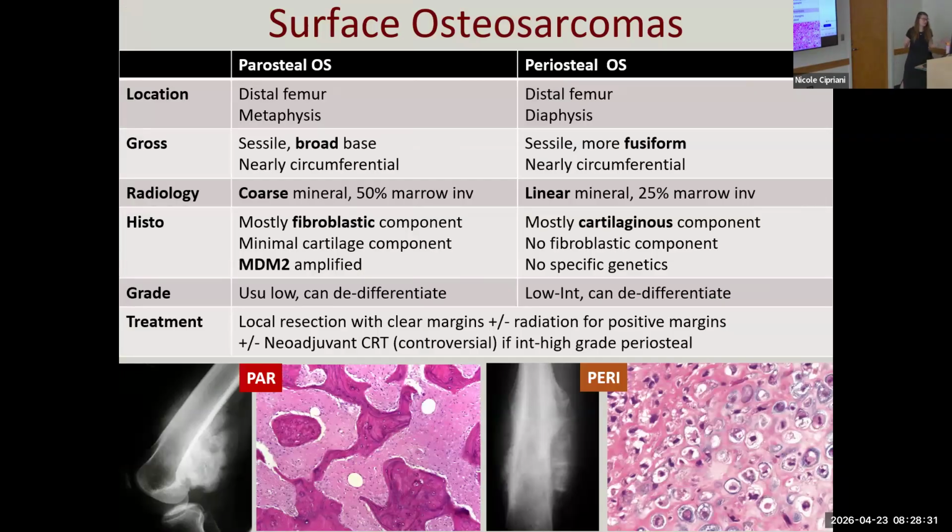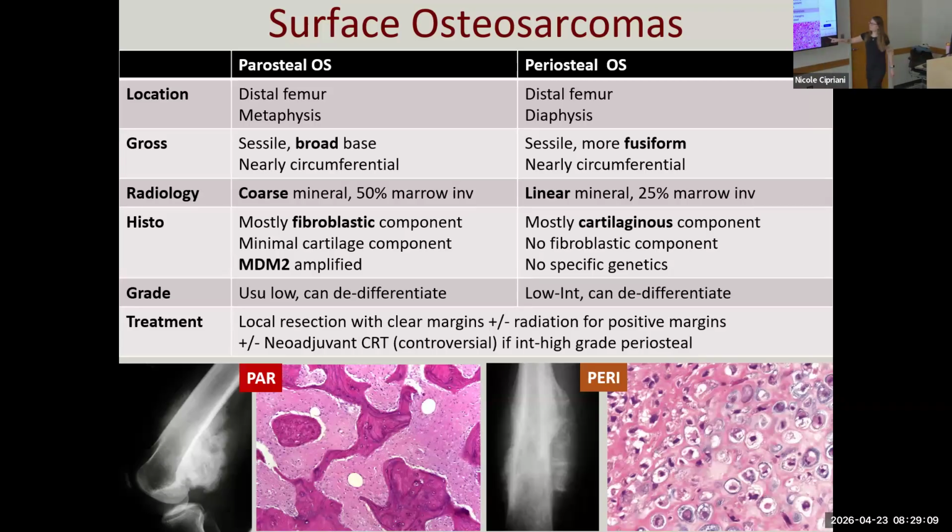All right, this is what I was talking about earlier, those surface osteosarcomas that, again, usually occur around the distal femur of young patients, and are either so-called parosteal or periosteal. I can never remember this. I have to say the words 5 times over. Parosteal is the one that is fibroblastic and MDM2 amplified and low grade and usually treated with primary surgery. Periosteal is the one that is more chondroblastic, can be of low to intermediate grade, and if it's on the intermediate grade spectrum, they may treat with neoadjuvant chemo.